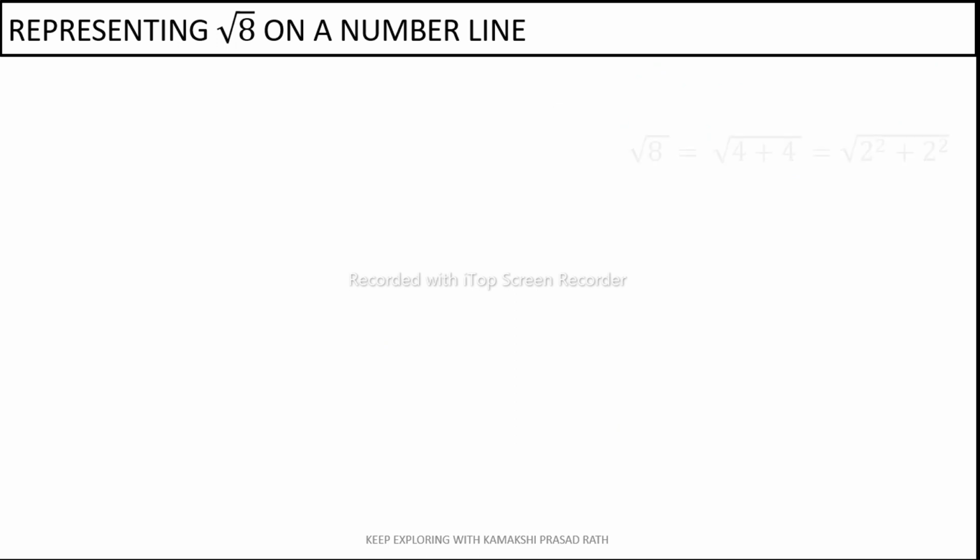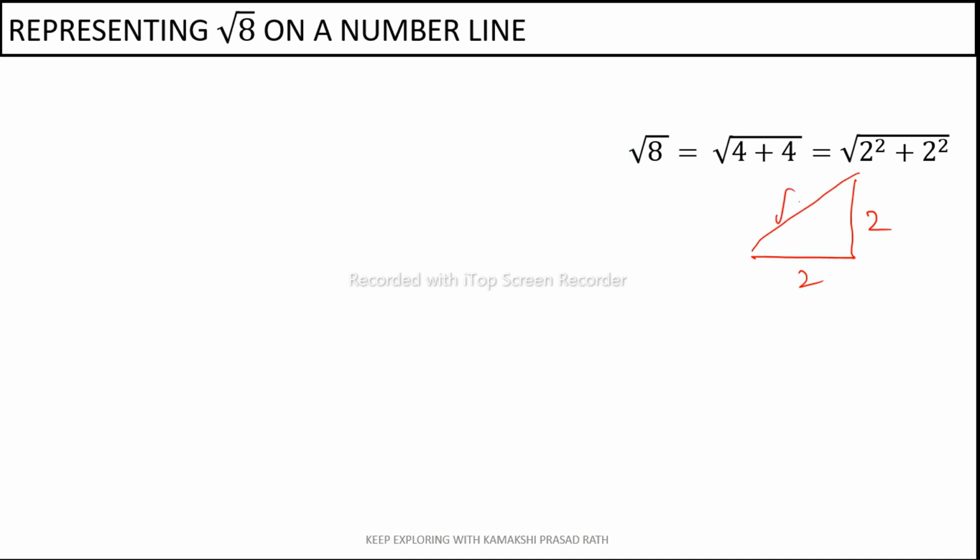Next, root 8. So root 8 can be simply written as 4 plus 4 because both 4 and 4 are square numbers. So if you take the base as 2 units and the perpendicular as 2 units, we'll get easily root 8 and plot it on the number line. So this can be done. In other way, let's see how it can be done.